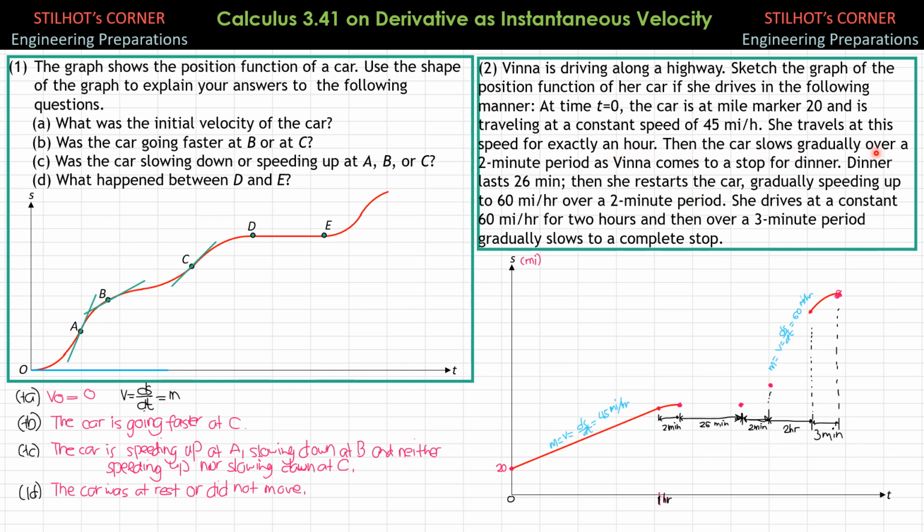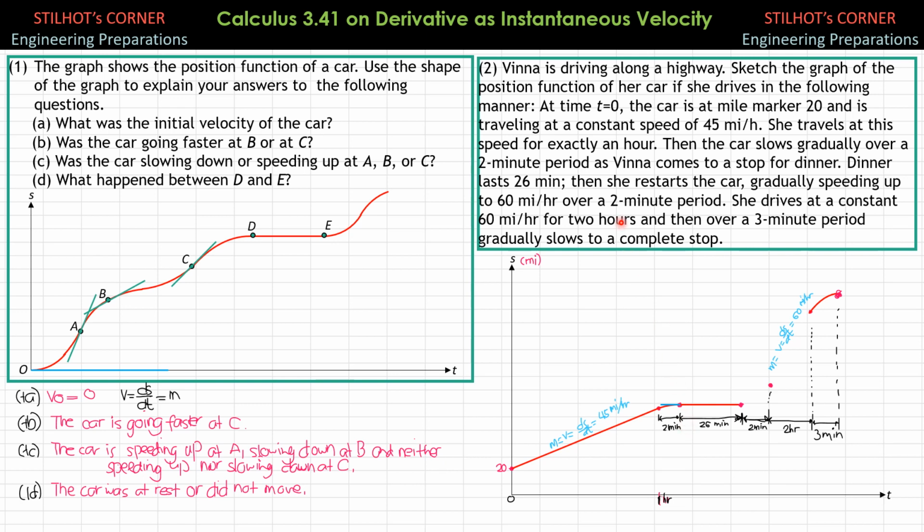Then the car slows gradually over a 2-minute period. So we have a 2-minute period here. This is not drawn to scale, by the way. So 45 miles per hour is the initial slope, and since the car slows gradually over a 2-minute period, the slope decreases until it is horizontal, because Vina comes to a stop for dinner. So the tangent at the end of the 2-minute period is horizontal. So this portion is horizontal, or the slope of the tangent is 0 as shown.